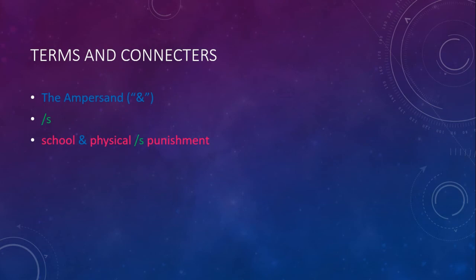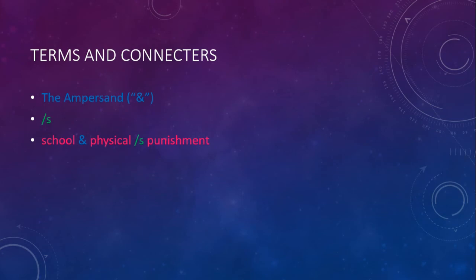The ampersand is probably not as effective to use alone, but lucky for us, you can combine the connectors and terms. And so what we're doing here is just that. The /s is finding something in the same sentence as the first term. So if we were to do just physical /s punishment, it would be finding the word physical in the same sentence as the word punishment.